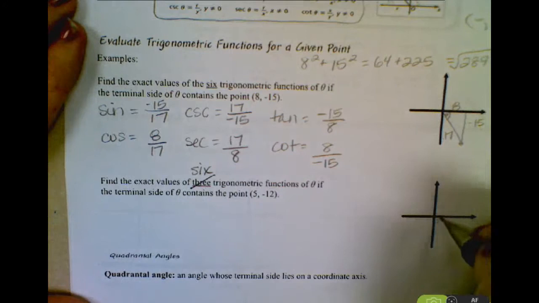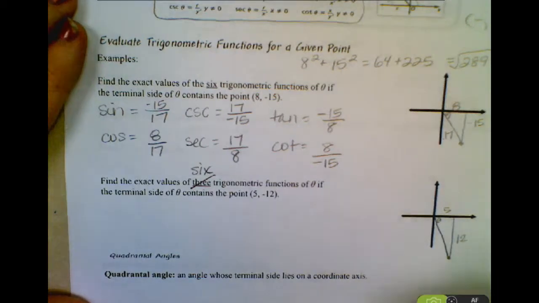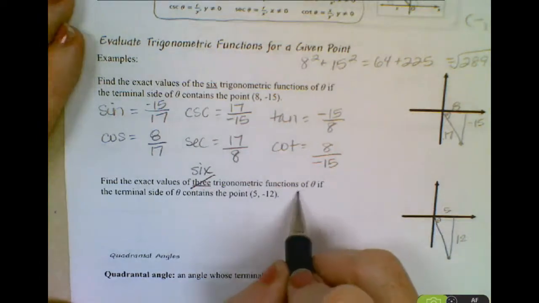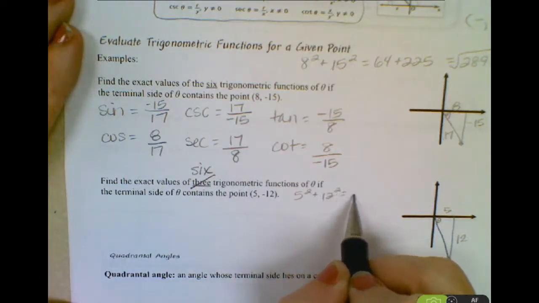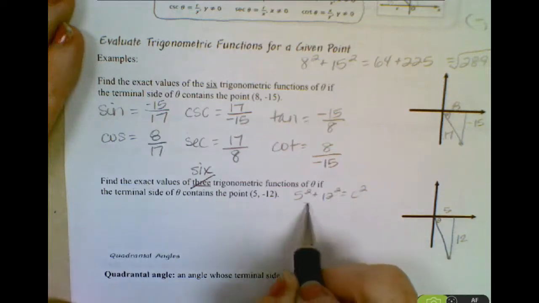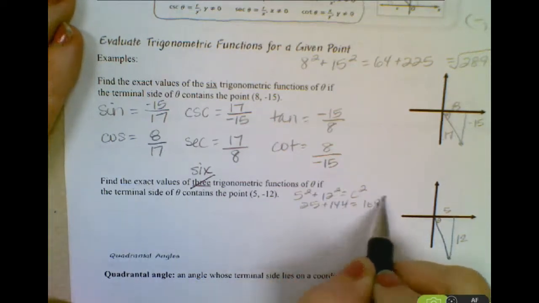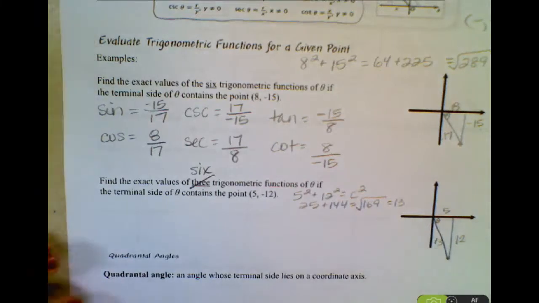Okay, so (5, -12) would be 5 over and down 12. So this side would be 12, this side is 5. The angle that's created there would be our theta. Okay? So again, we need to find the hypotenuse using the Pythagorean theorem. We would have 5 squared plus 12 squared equals c squared. 25 plus 144 is 169. Take the square root of that. So our radius would be 13.